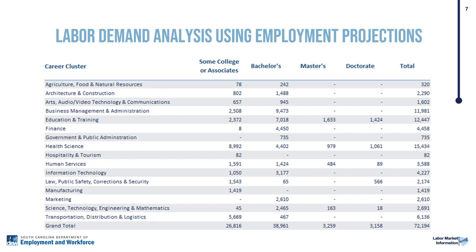So an example of how we use projections is a labor demand analysis. Now here we've summarized the number of annual job openings by career cluster, as well as education level above high school. So overall, there are 72,000 openings a year for those in those categories. The highest demand is in the health sciences cluster, with over 15,400 openings a year, followed by the education and training, as well as business management and administration clusters. The highest demand is also for those with a bachelor's degree.